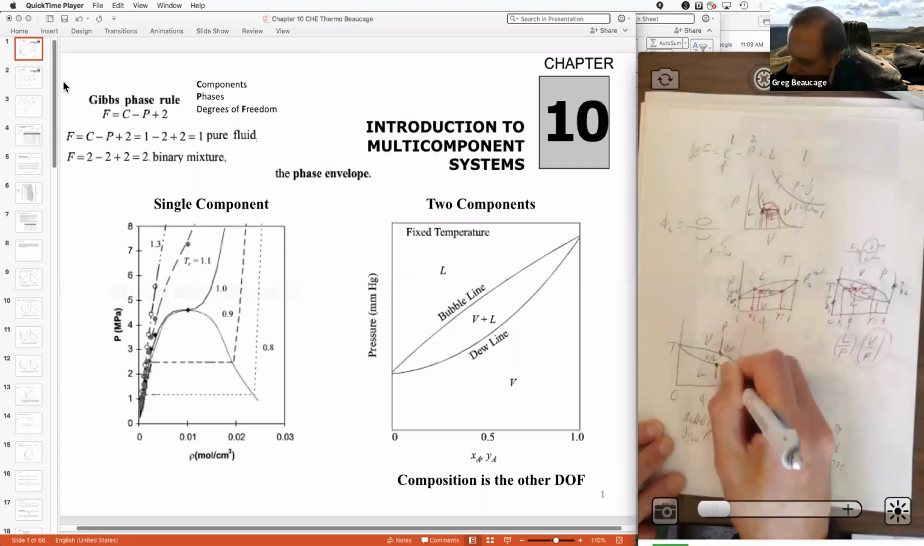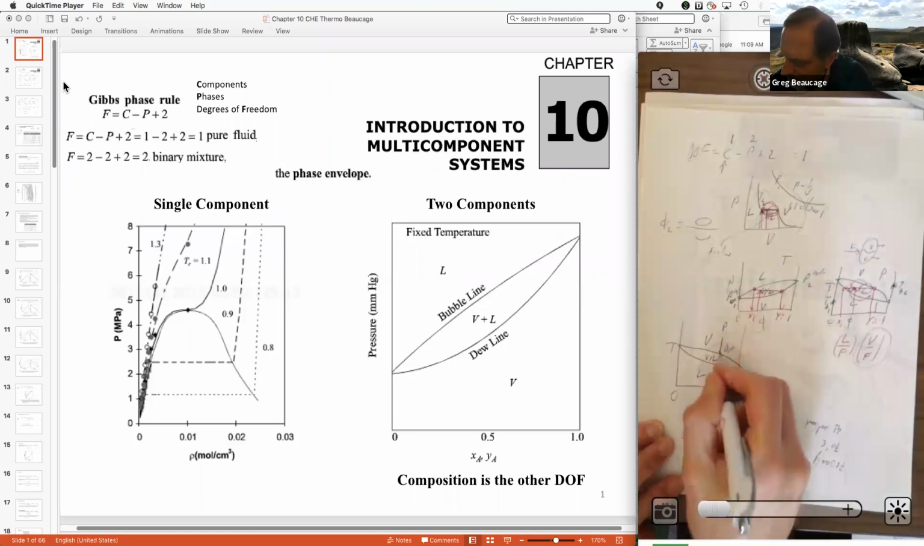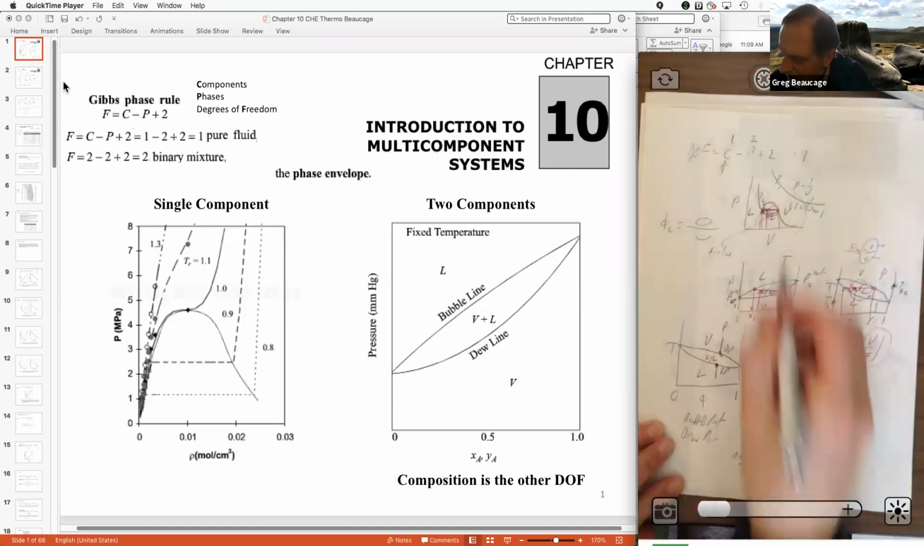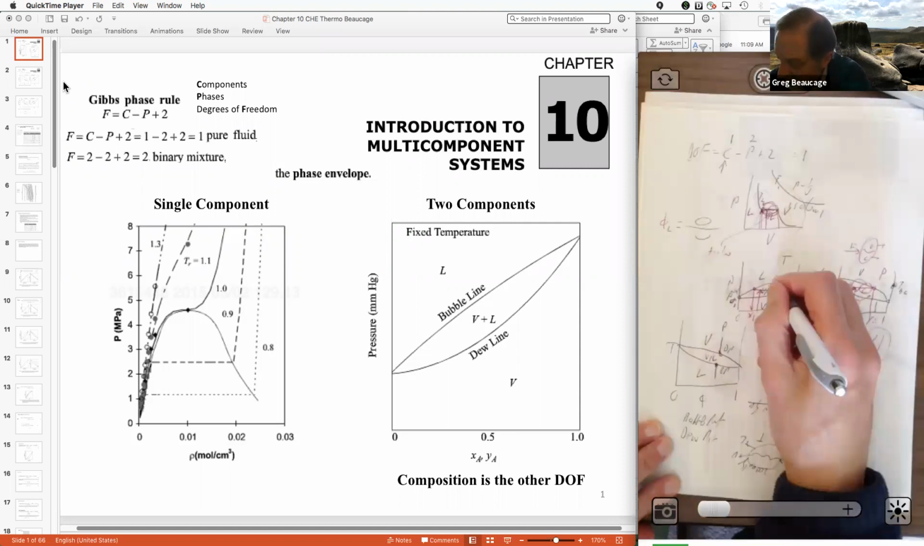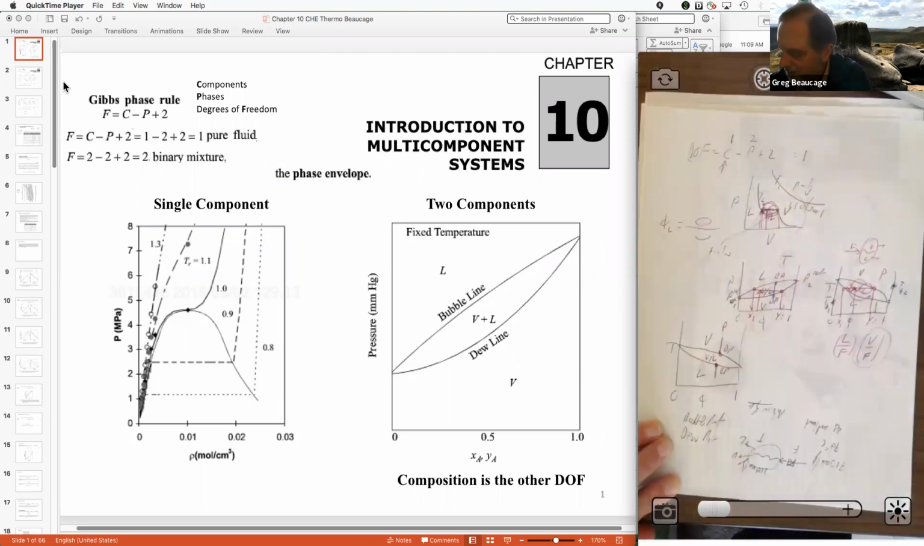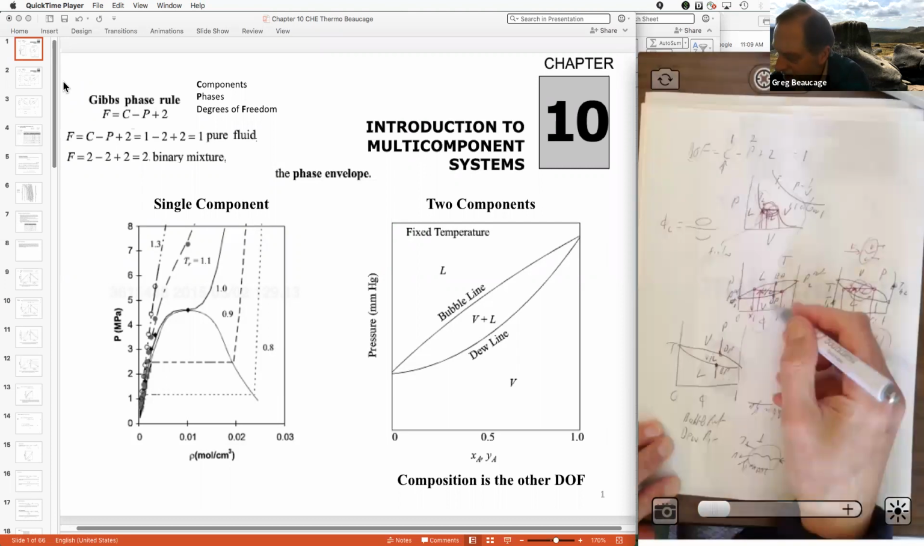So you don't have one temperature where boiling happens like you do with the single phase. There's like two temperatures and two pressures. So the same thing happens here. Going from liquid, that would be the bubble pressure, and this would be the dew pressure. Right. So in both cases, you have two values.